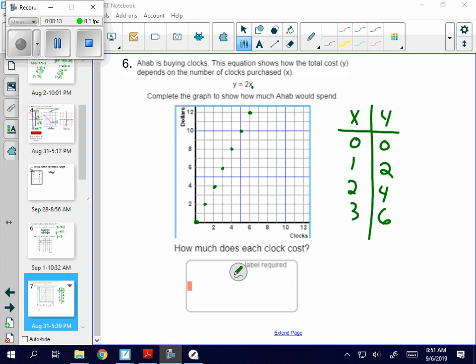So I completed my graph, and that's a big hint. We went up 2 every time. So how much does each clock cost? It costs $2. Double check on Get More Math. I know they'll want the dollar symbol because it says label is required. Not sure if you'll want the decimals afterward.